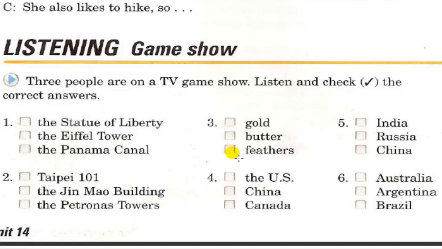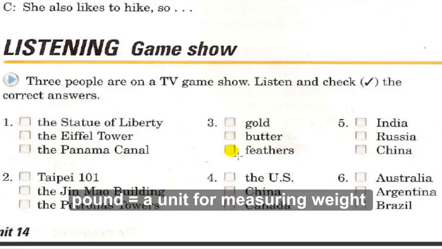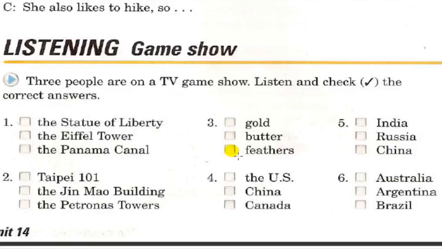A pound. The word pound here doesn't mean Egyptian pound, no. Pound, a measure of weight. Like in 1 kilogram you have 3 pounds, for example. So a pound is a measure of weight. So which is the heaviest? Can you answer? They all weigh the same. Yes! They all weigh the same. They have the same weight. They are equal. Listen again to exercise number three.